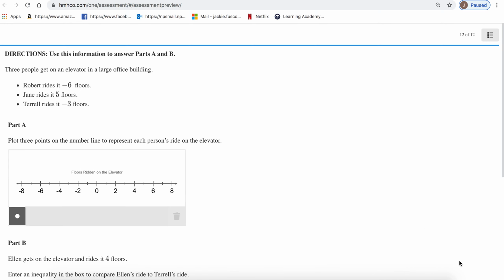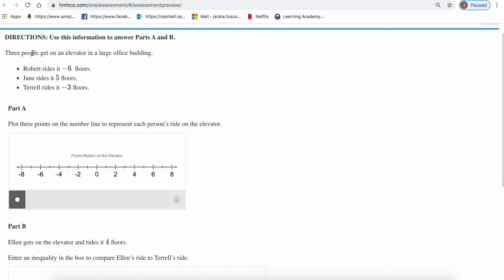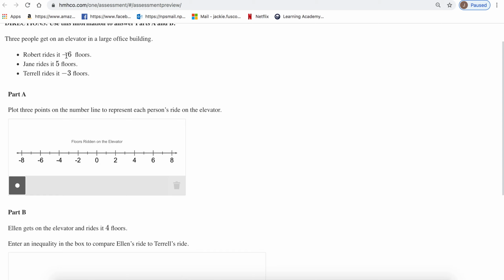And last is number 12. Okay, it says 3 people get on an elevator in a large office building. Robert rides it -6 floors, so he's going down 6 floors. Jane rides it 5 floors, so she's going up 5 floors. And Terrell rides it -3 floors, so he's going down. Plot 3 points on a number line to represent each person's ride in the elevator. So Robert went -6, so -6. Jane rides it 5, and Terrell rides it -3.